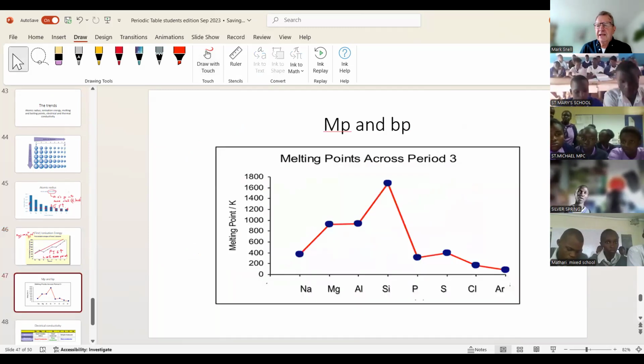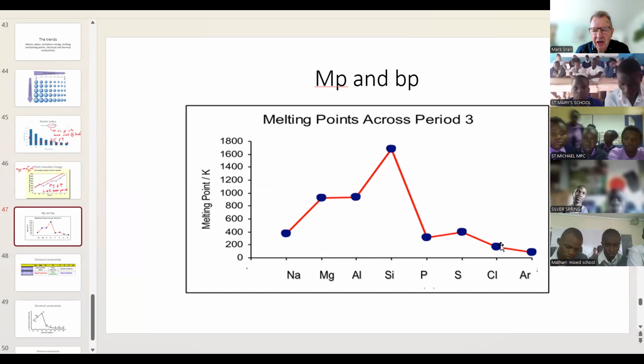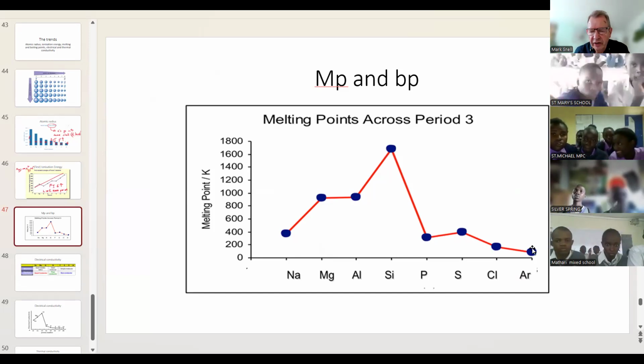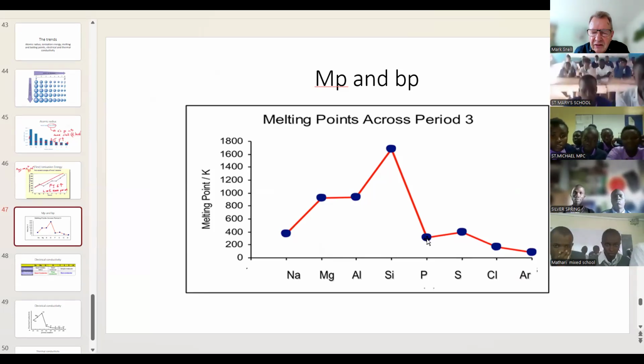The next one is about the melting point. The melting point looks like this across the period. So sodium is much higher than these guys over here, but it goes sodium up to magnesium. There's a very slight up to aluminium, then it's up to silicon, down to phosphorus, sulfur, chlorine, argon, which are all much lower. But phosphorus is a bit lower than sulfur, and sulfur is a bit higher than chlorine, and chlorine is higher than argon.